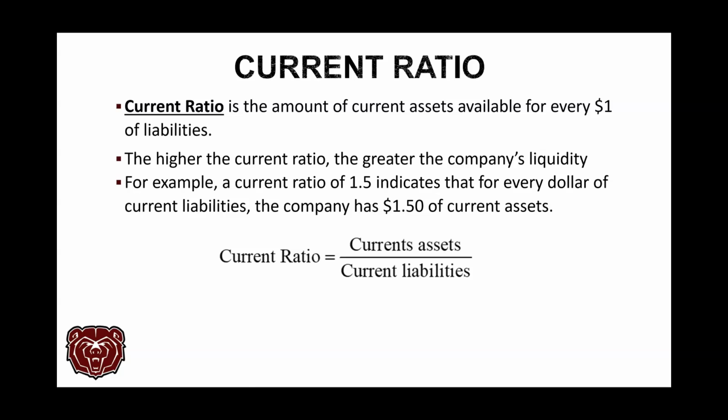So let's say, for example, that you have a current ratio of 1.5. What that's telling you is for every dollar you have in liabilities, for every dollar you owe somebody else, you have $1.50 of current assets. And the way that we find that is we take our current assets in the numerator and we divide it by our current liabilities in the denominator. Notice, again, these are both balance sheet accounts, so there's no need to use an average here.